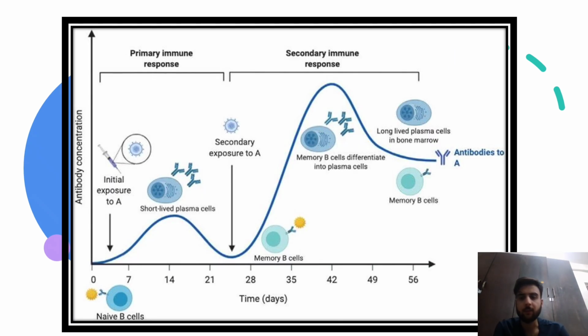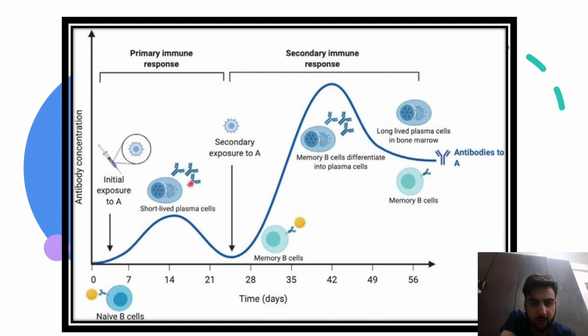So basically, when we look at how our immune system plays an important role in recognizing pathogens, the different antigens, and how it responds to them: first of all, when there is a primary exposure to the pathogen, the primary immune response will take time to respond to that pathogen. It will take around 7 to 14 days to produce the antibodies, while the short-lived plasma cells will produce the antibodies.